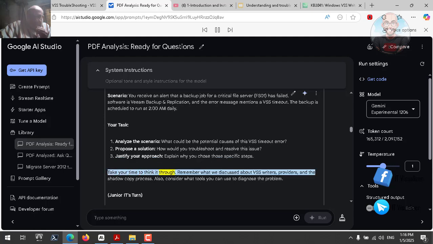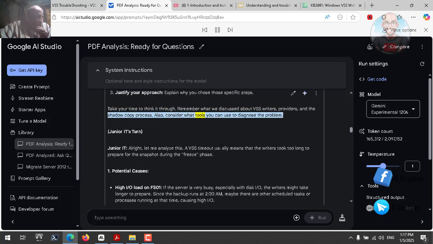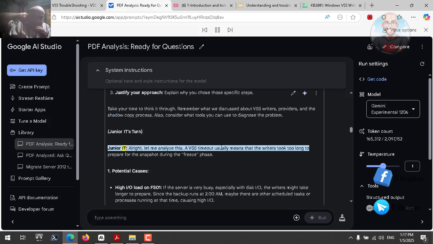Take your time to think it through. Remember what we discussed about VSS writers, providers, and the shadow copy process. Also, consider what tools you can use to diagnose the problem. Junior IT's turn.